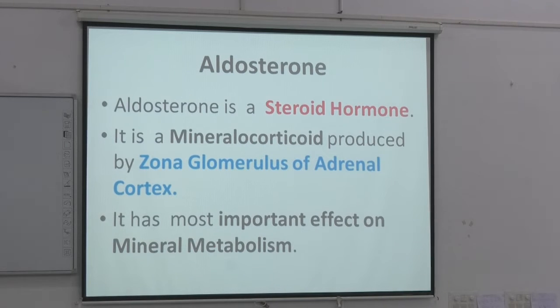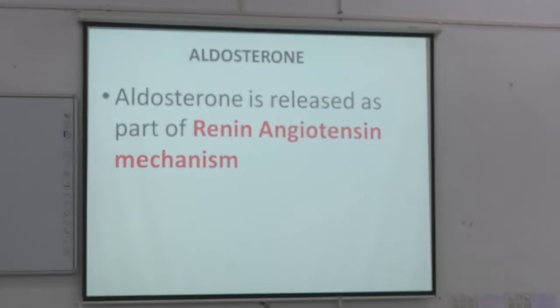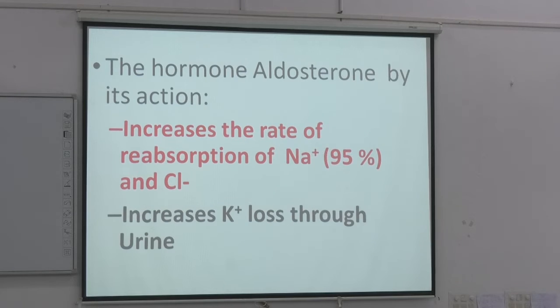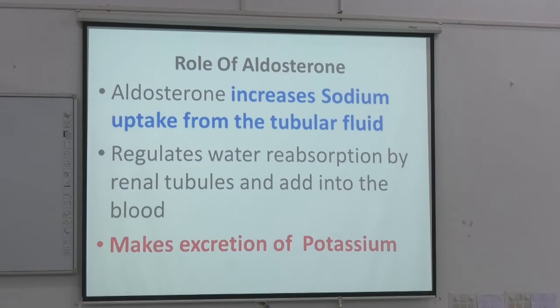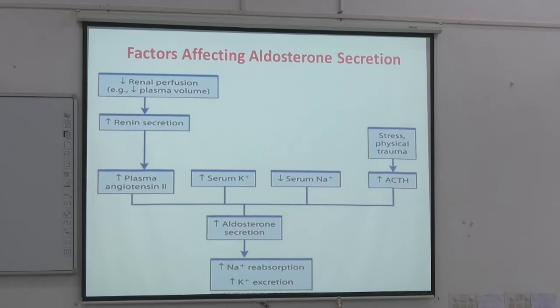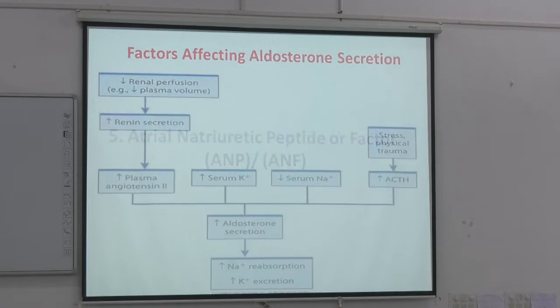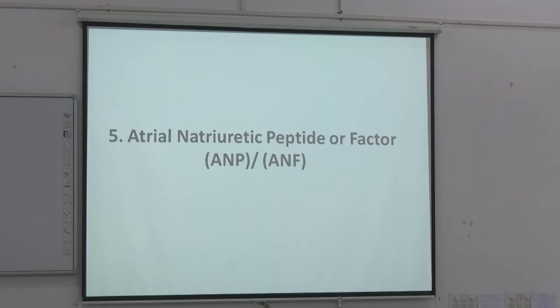It is the most important factor in mineral metabolism. So when we discuss mineral metabolism, we discuss all the factors. So it is related with the renin-angiotensin system. You understand? Angiotensin second stimulates the secretion of aldosterone, which causes vasoconstriction and maintains the blood pressure. Now I finished this topic. Now the factors affecting aldosterone secretion. There are some factors. I'm not discussing them now. This is the fixed factor.